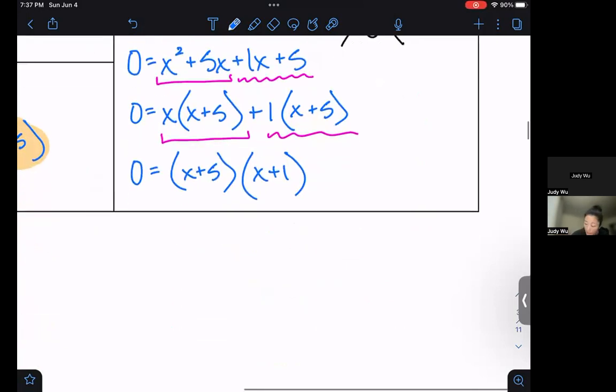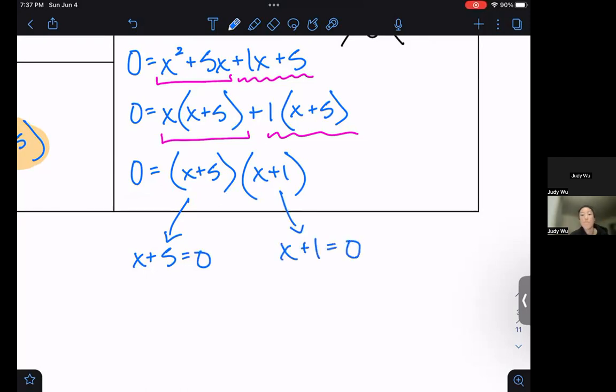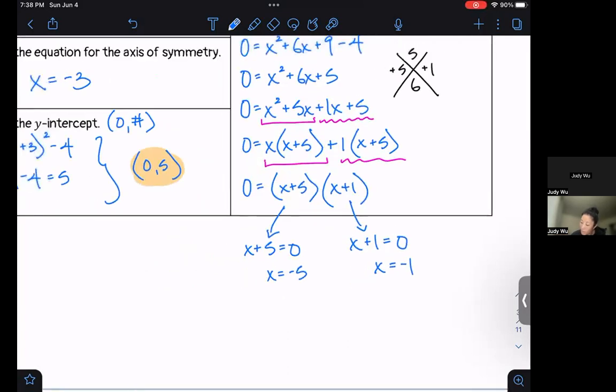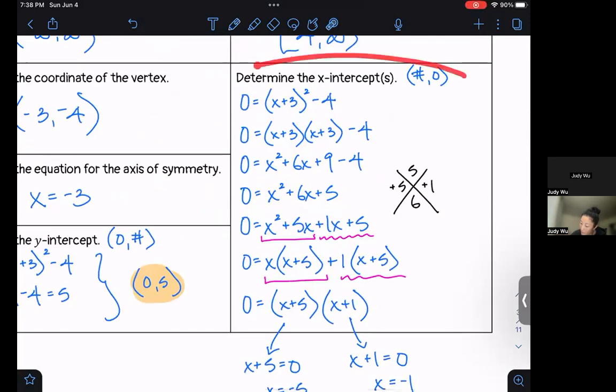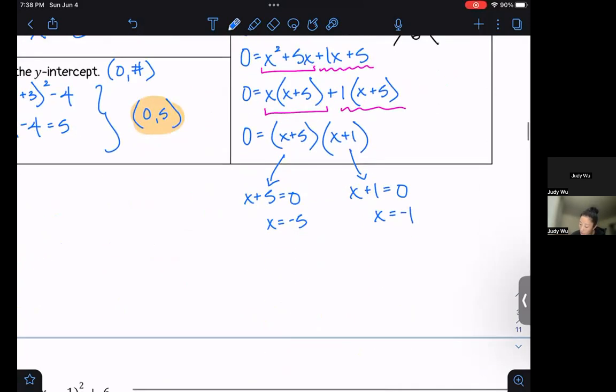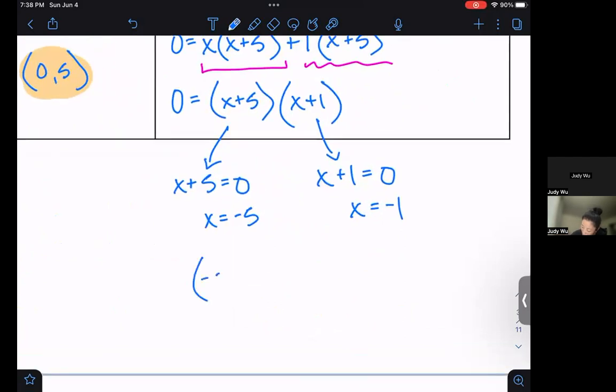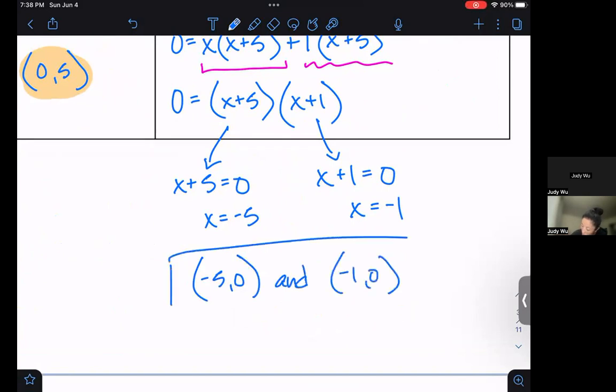All right, now we're not done yet. But the beauty of saying 0 equals a bunch of stuff is now we can actually say x plus 5 equals 0 and x plus 1 equals 0. If two things multiply to make 0, one of them has to be 0, right? That means x could equal -5 or x could equal -1, but that really means we're looking for x-intercepts, right? So we're going to write it like -5, 0 and -1, 0, right?